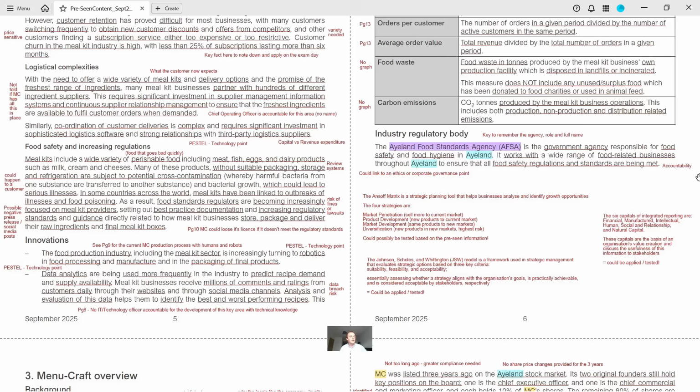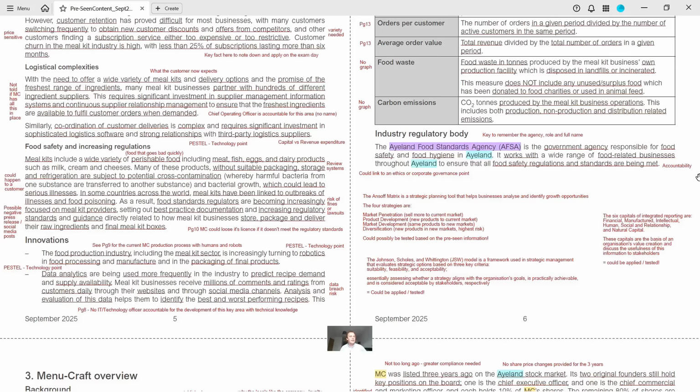We're then told about the food safety and increasing regulations. So meal kits include a wide variety of perishable goods. So those are foods that go off and go bad very quickly, as you would expect. Meat, fish, eggs, dairy products, milk, cream, cheeses.